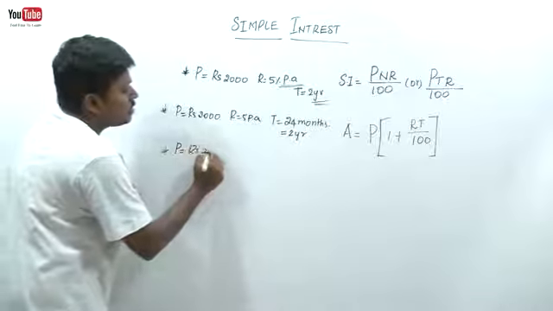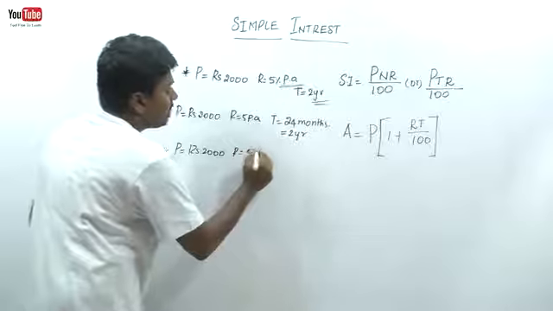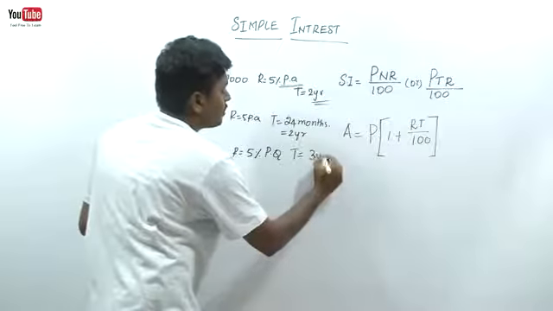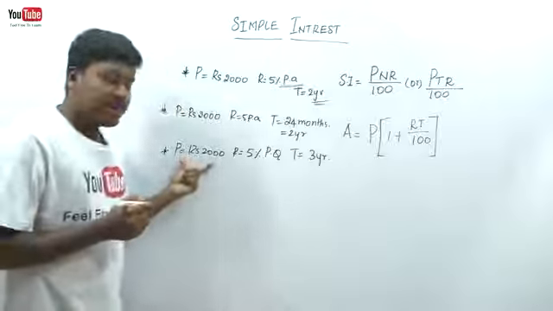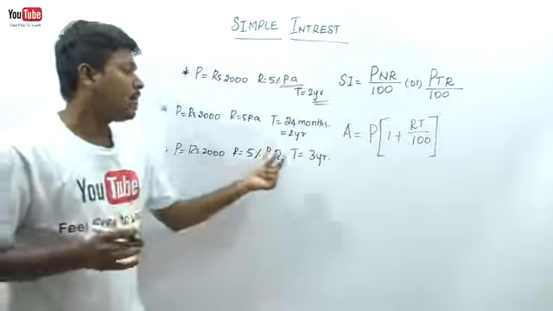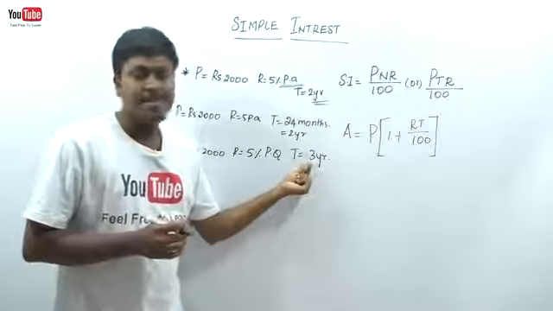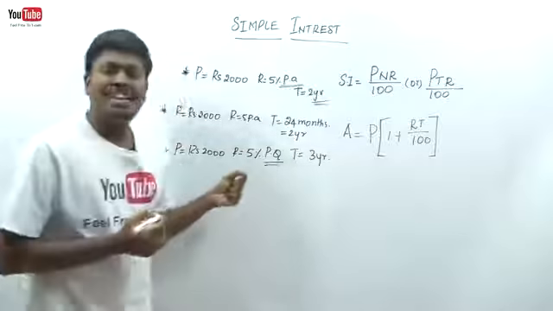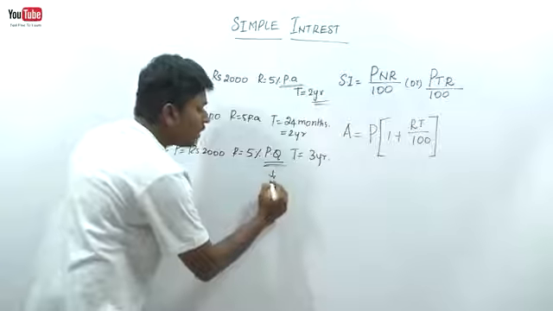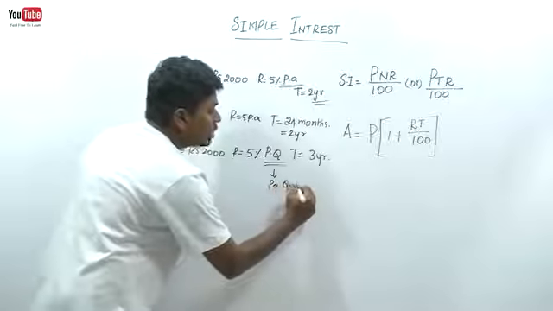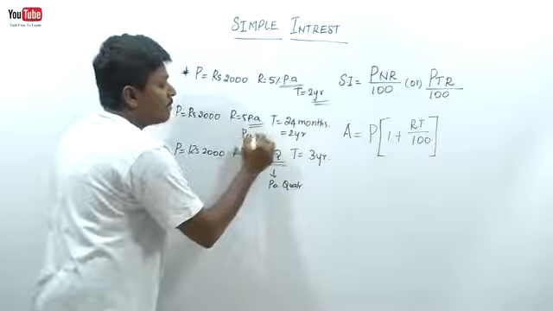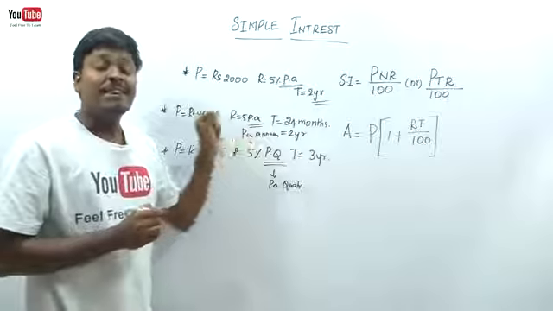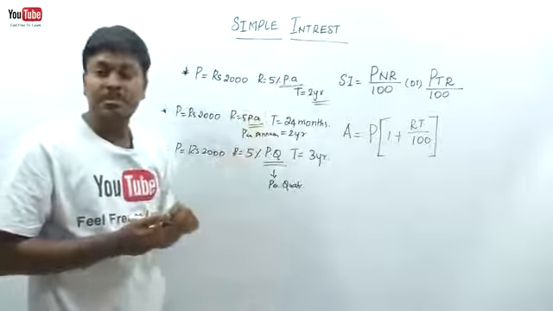Let me move on to condition number 3. Principal rupees 2000, rate of interest 5% PQ, time duration is 3 years. Friends, in this condition, principal is 2000, don't worry about that. Time duration is 3 years, they have given in years, so don't worry about that. But here, the rate of interest is PQ. What is the meaning of PQ? PQ is per quarter. PA is per annum. Every rate of interest should be in per annum. So after converting to per annum, kindly substitute in the formula.